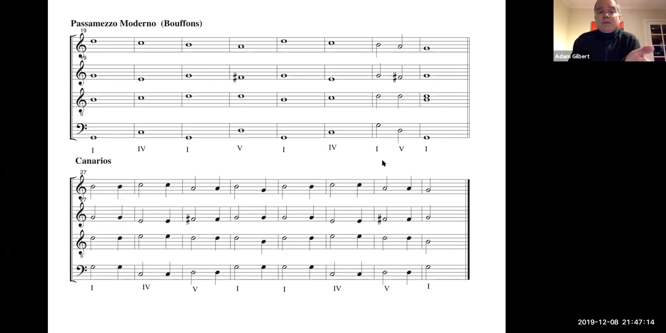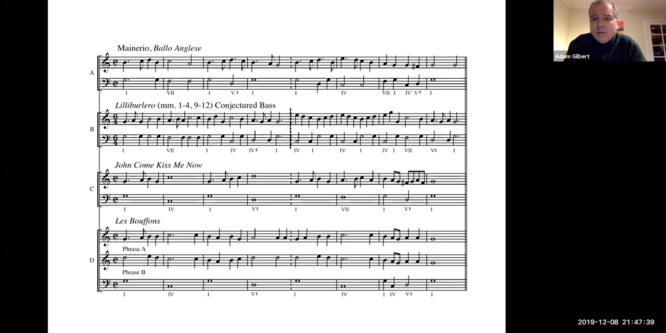The canario is also one, four, five, one. It's just the second half of that. But let's take a little step backwards and explain where this idea of minor and major, or moll and dur, comes from. By the way, here are melodies associated with the moderno pattern and major chord progressions: Canario, Ballo Inglese, Lilliburlero, also John Come Kiss Me Now, and Buffons.